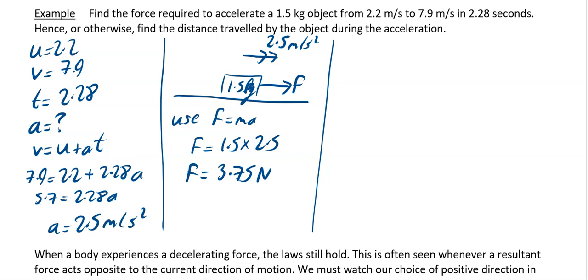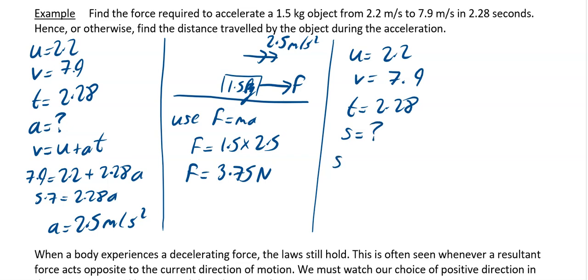Next part of the question says, hence or otherwise, find the distance traveled by the object during the acceleration. So again, it's just a SUVAT question. U is equal to 2.2, V is equal to 7.9, T was 2.28, S is what we're looking for, and I'm going to use S is equal to a half (U plus V) times T.